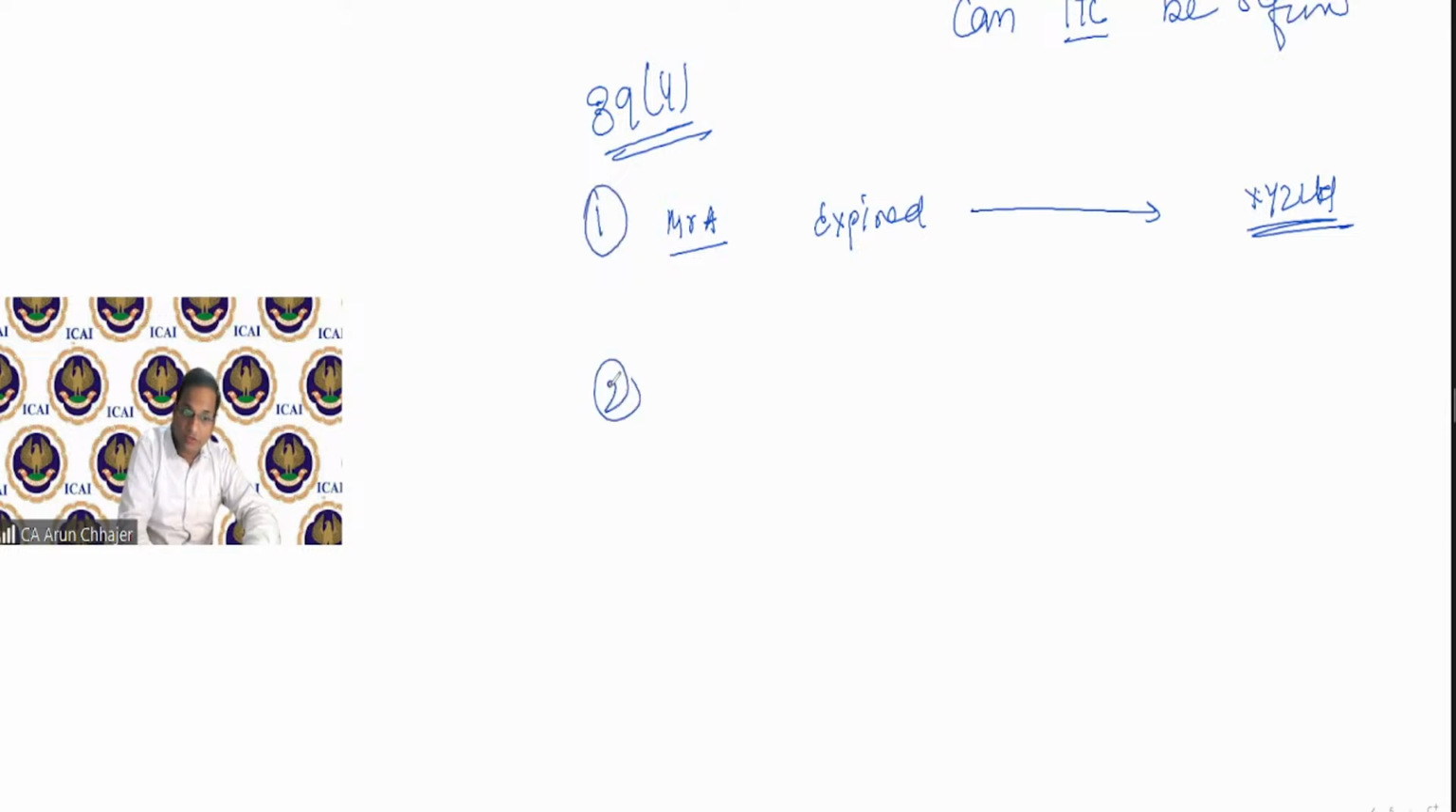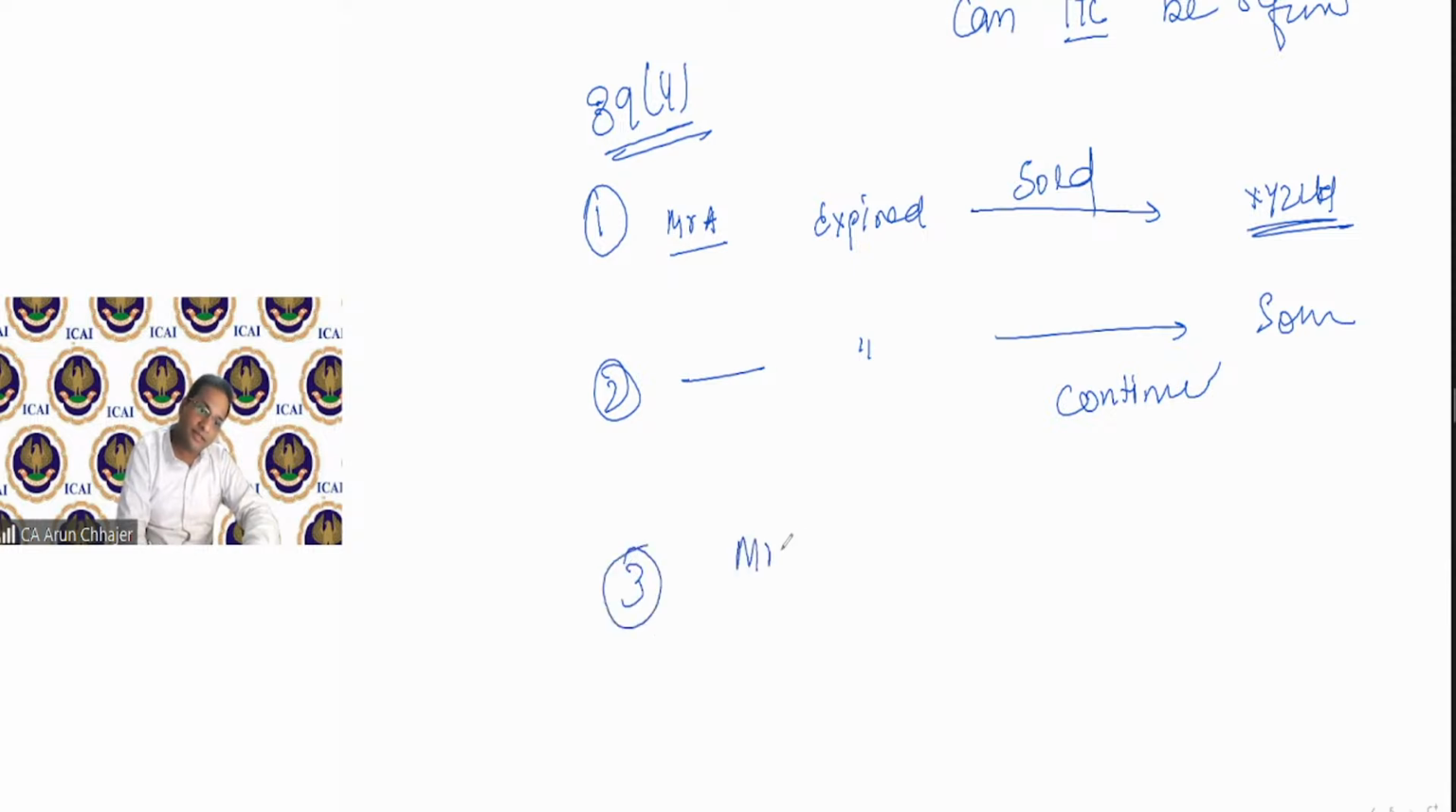Situation number one. Situation number two, Mr. A expired and his son would like to continue that business. In the second situation, continue that business. And first situation, he has sold that business. Third situation, Mr. A has huge purchase and no sale. क्या refund मिलेगा? Can ITC be refunded? Kindly tell me.